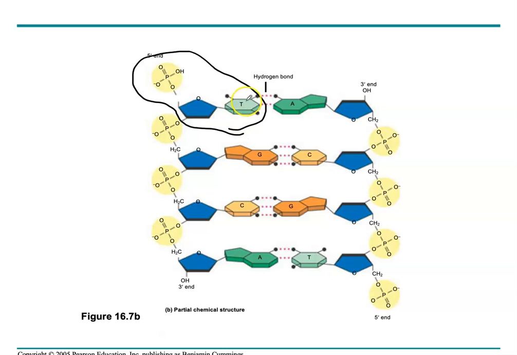There are 3 parts to it. One, there is a 5-carbon sugar called ribose. We're going to talk about this in 1 second. The sugar itself is ribose. That's 5 carbons, so the formula would be C5H10O5.